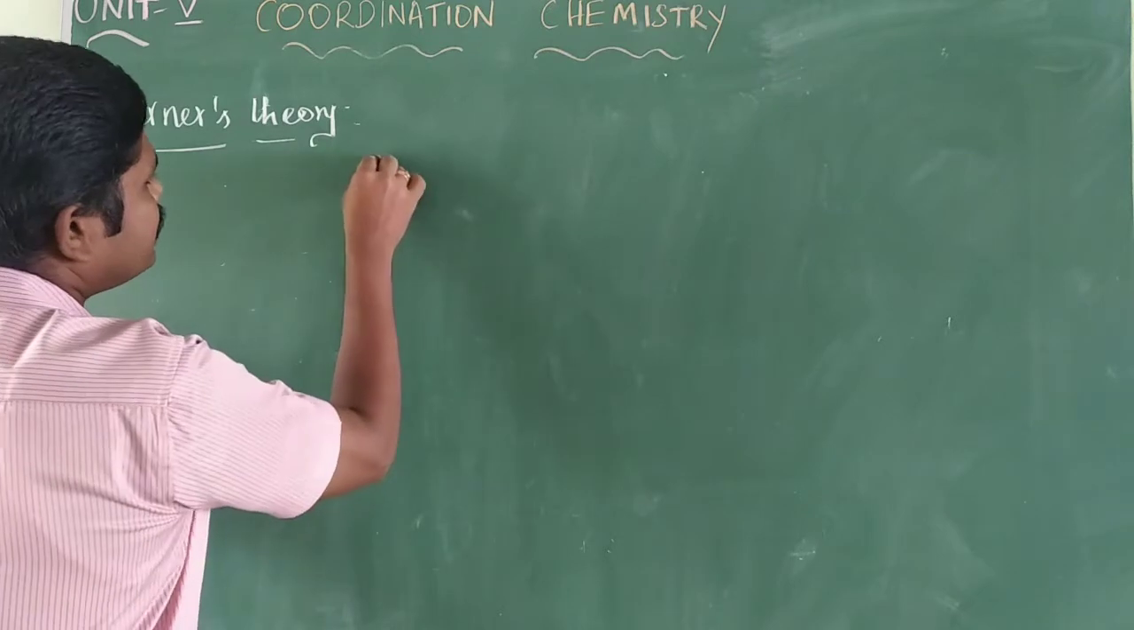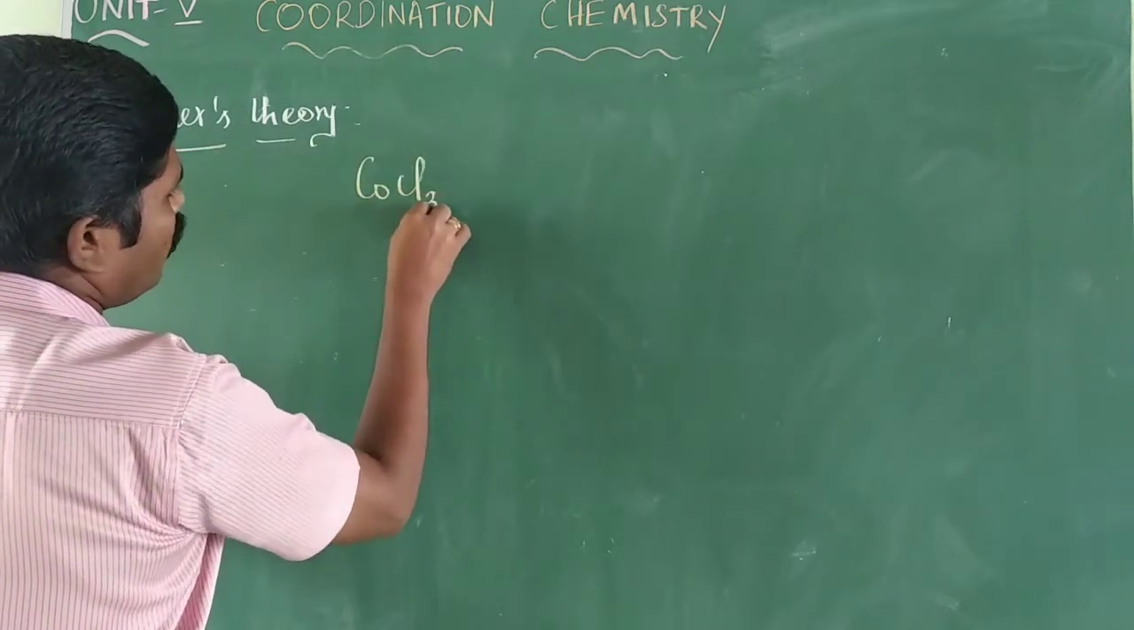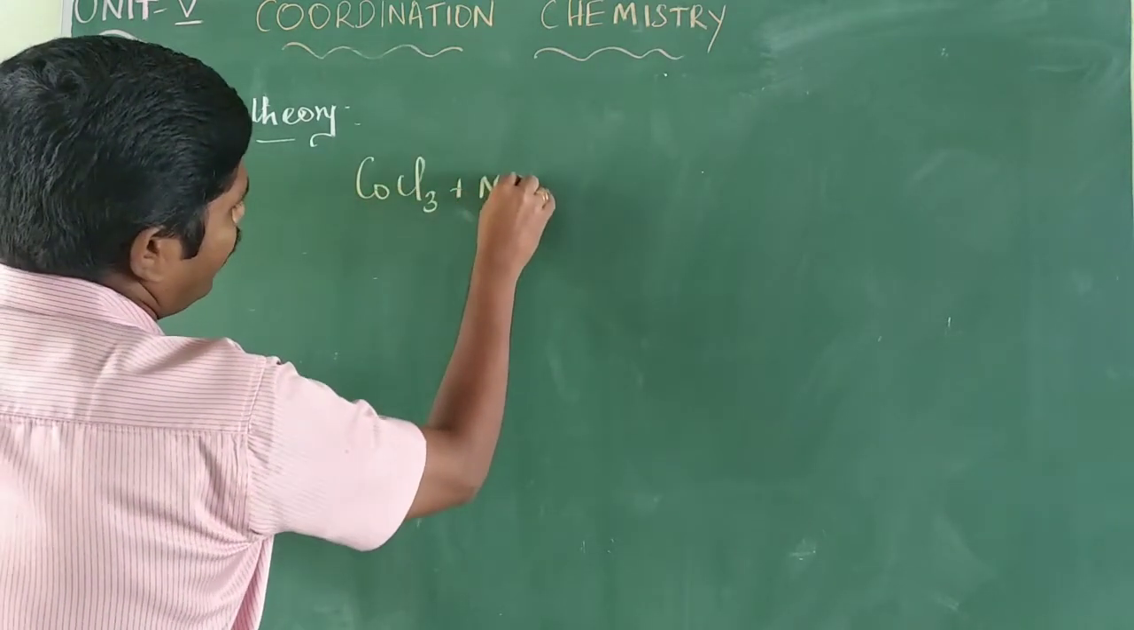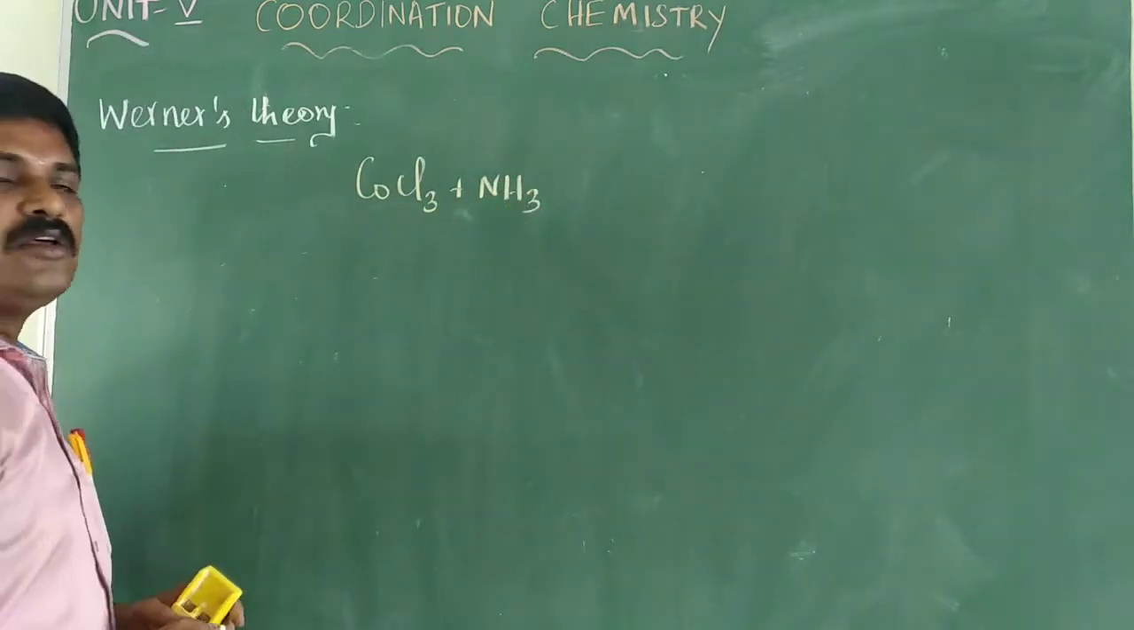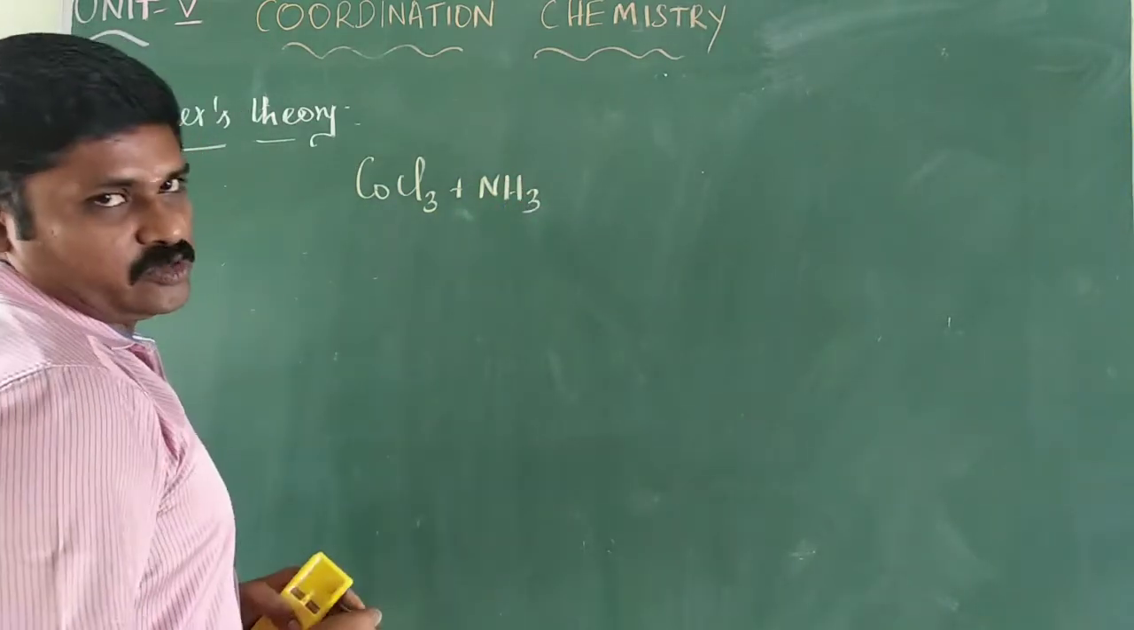Cobalt 3 chloride with ammonia. So with ammonia, there exist different properties also.